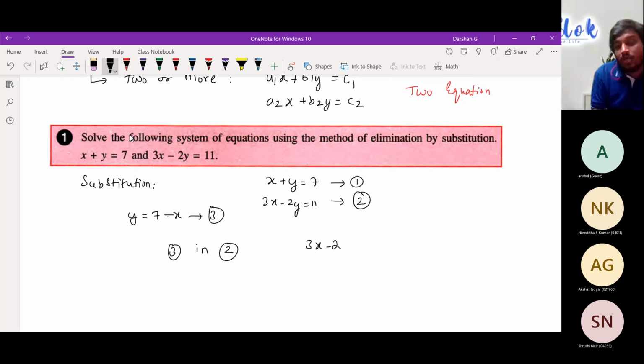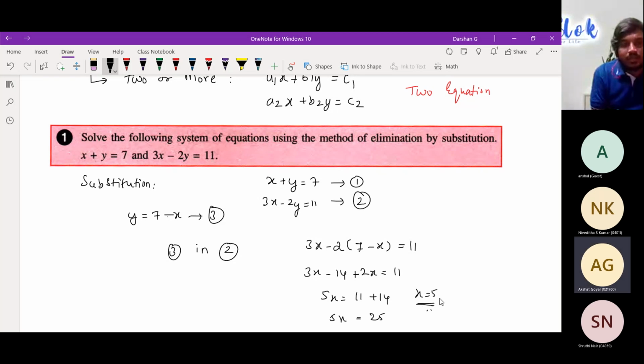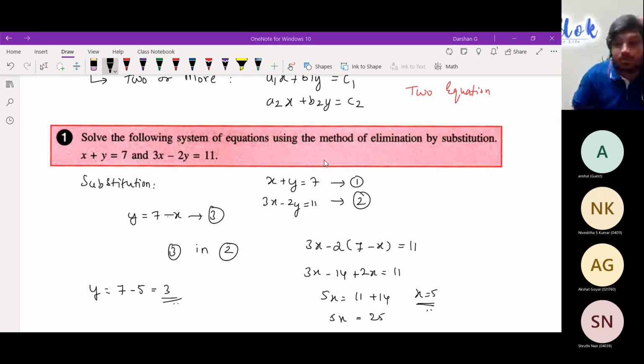Putting equation 3 in, we get 3x minus 2, and very important is this bracket, use the bracket, 7 minus x equals 11. So 3x minus 14 plus 2x equals 11. I have 5x equals 11 plus 14, so 5x equals 25 and x equals 5. Then I will put it in the third equation because it's easy for me. So y equals 7 minus 5, the answer is 2. That's by substitution.